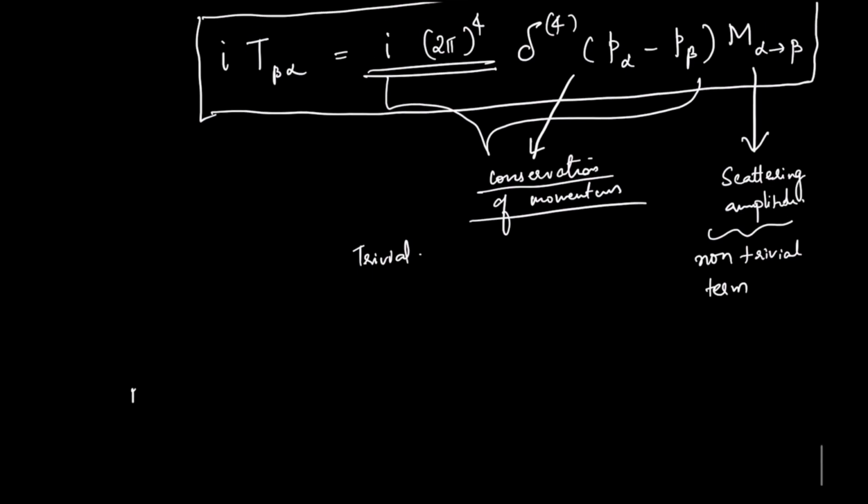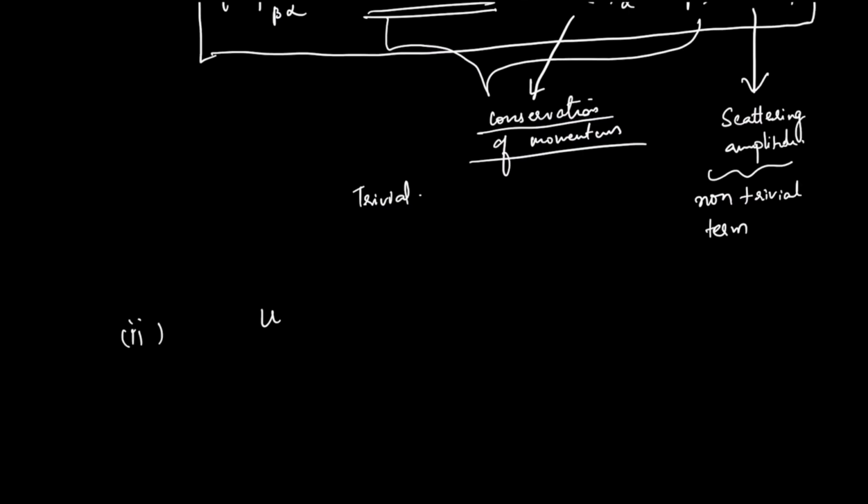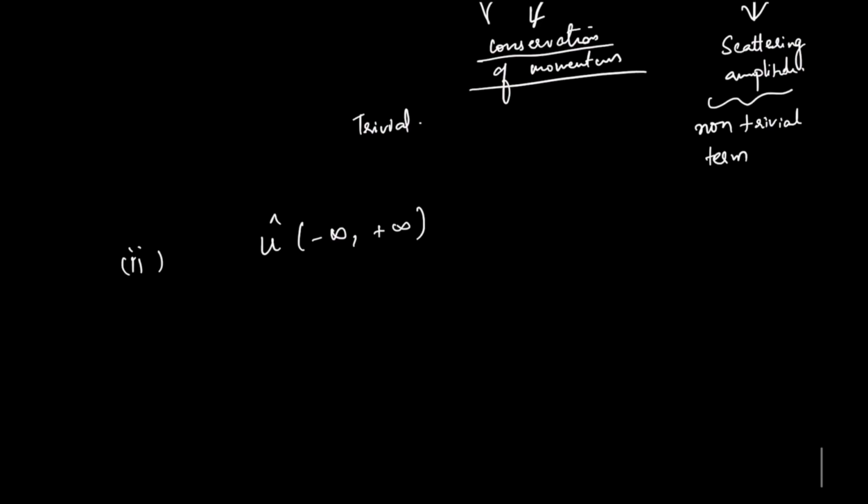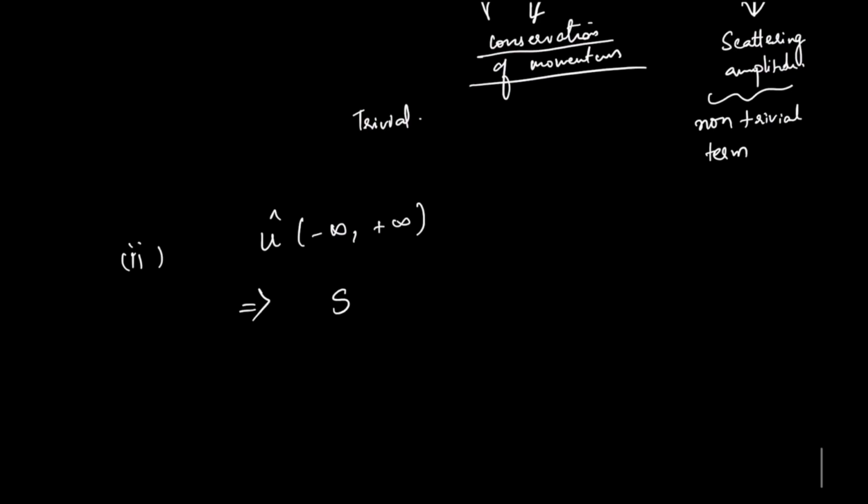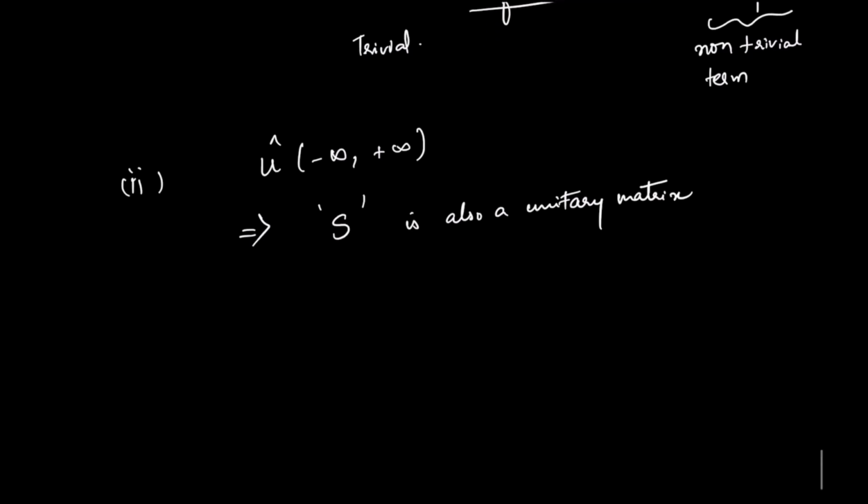Now, the second property. The S matrix is the matrix of the unitary evolution operator, right? We have already seen that there is a unitary evolution operator U from minus infinity to plus infinity, and the S matrix is the matrix of this unitary evolution operator. So this implies that the matrix S is also a unitary matrix. That is the second property.